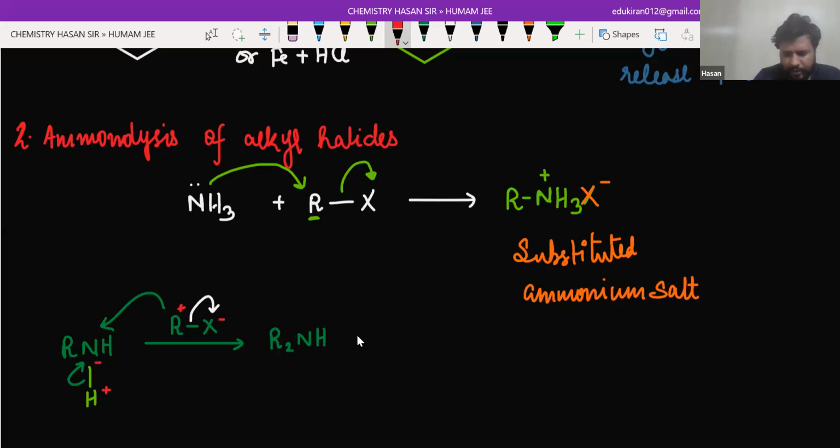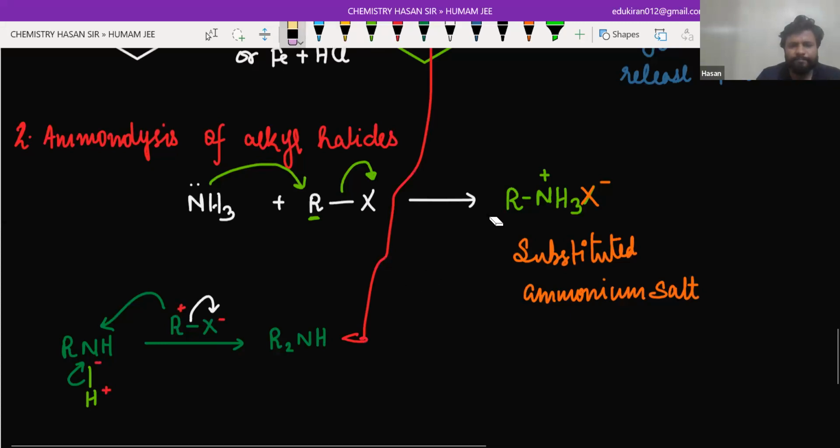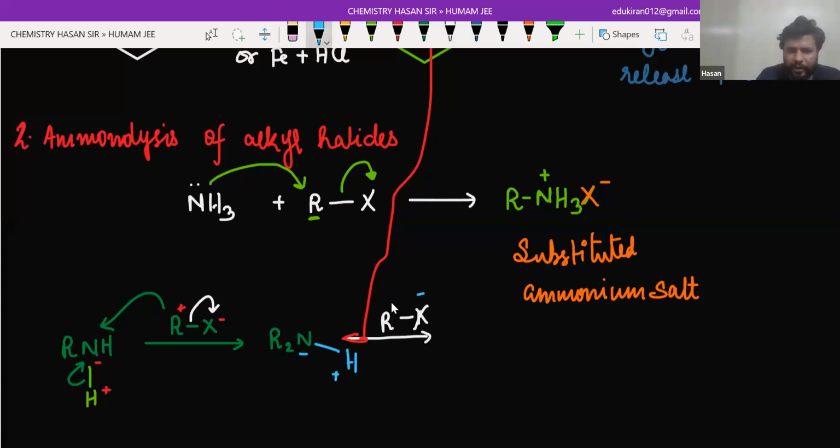Again, RX is in excess. Now see, this RX is in excess. Again, what will happen? Very simple. This hydrogen again is going to be positive. This is negative, it will be going like this. This will take its electron. So it becomes R3N, right? R3N, and HX will be released. Here the byproduct will be HX.